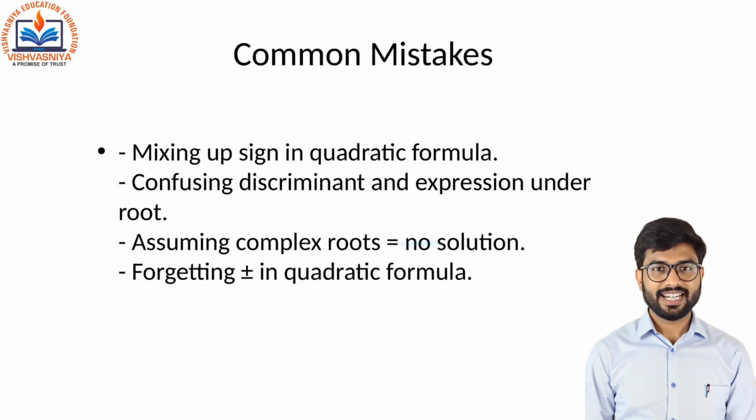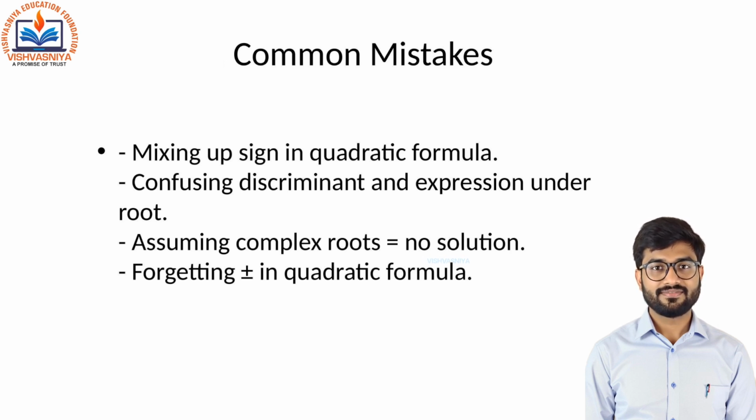Now, let's look at some common mistakes students often make while solving quadratic equations. Understanding these will help you avoid silly errors in exams. Mistake 1: making sign errors in the quadratic formula, especially when handling minus signs in front of b. Mistake 2: forgetting the plus minus symbol, that is, the plus or minus sign in the formula. Remember, it always gives 2 solutions, not 1.